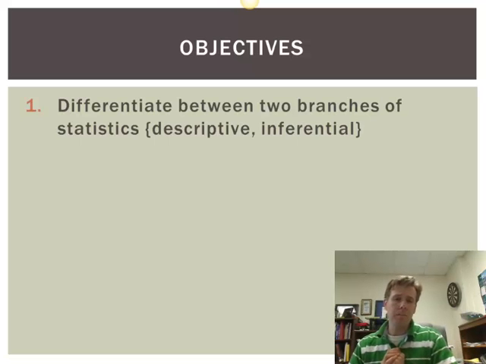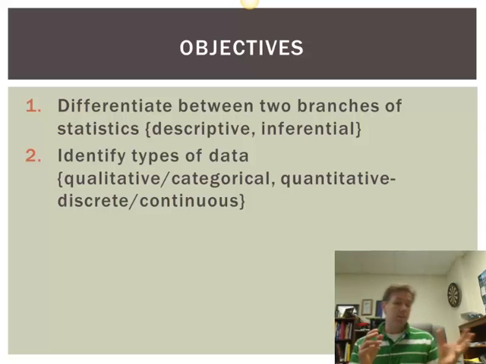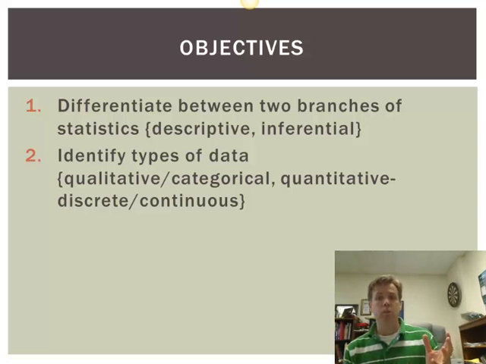The objectives for this entire chapter: we need to be able to differentiate between the two branches of statistics. We have descriptive and inferential. For the first part of the course, we're going to be looking primarily at descriptive statistics. And in the second half of the course, we primarily look at inferential statistics. We're going to identify different types of data. We've got qualitative data and quantitative data, or categorical data. We have discrete and continuous.